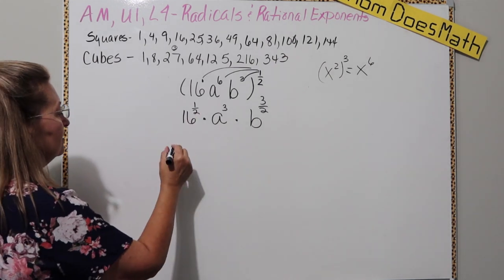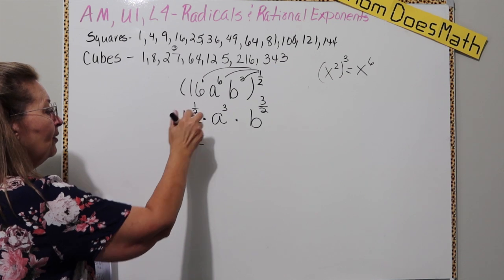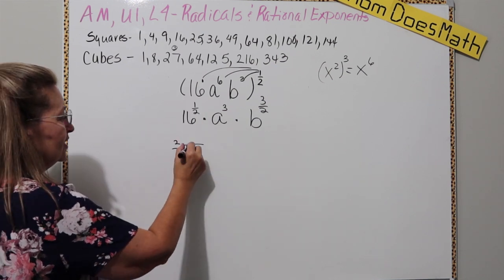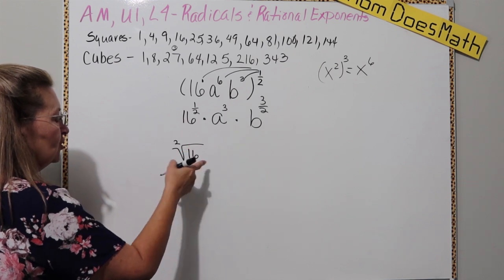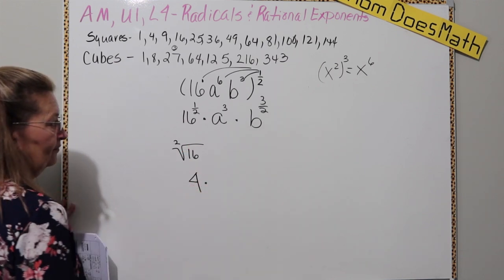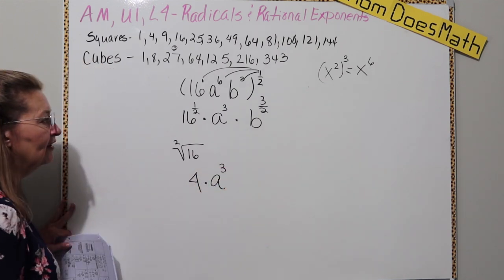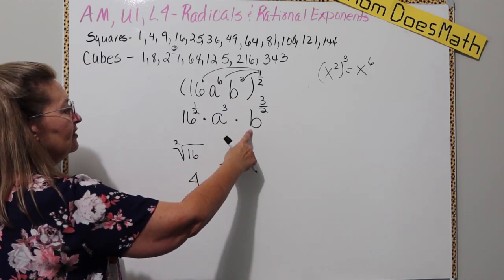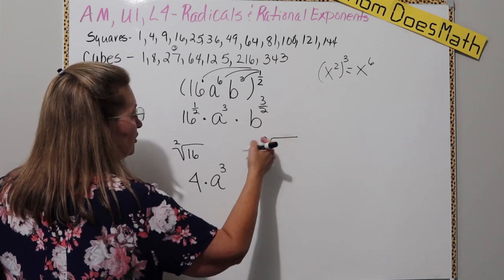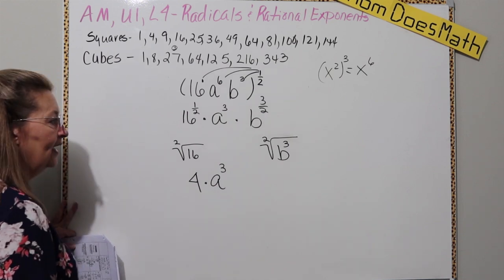Now 16 to the 1/2 power actually means, remember, the denominator becomes your index, the exponent stays with the base. So what's the square root of 16? Just 4. Alright, a to the 3rd is perfectly fine like it is. Now let's look at this one. Remember, denominator becomes your index. Numerator stays with your radicand.